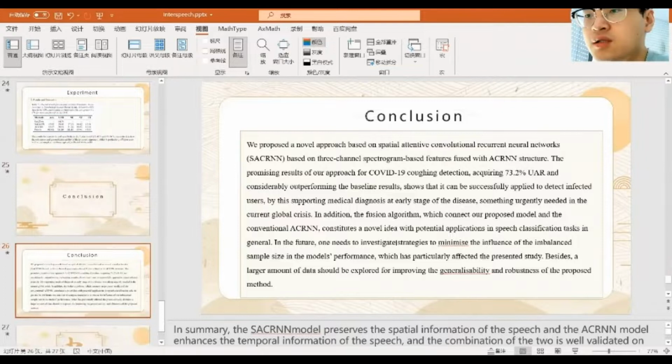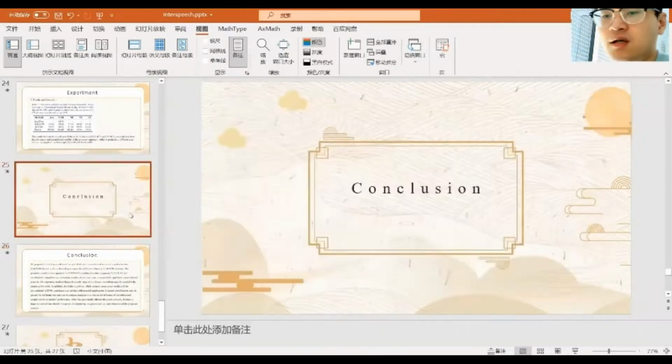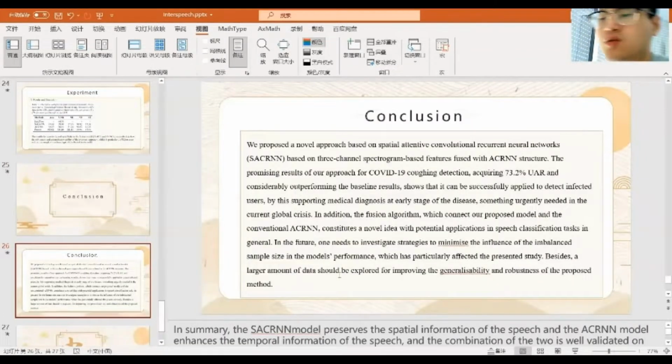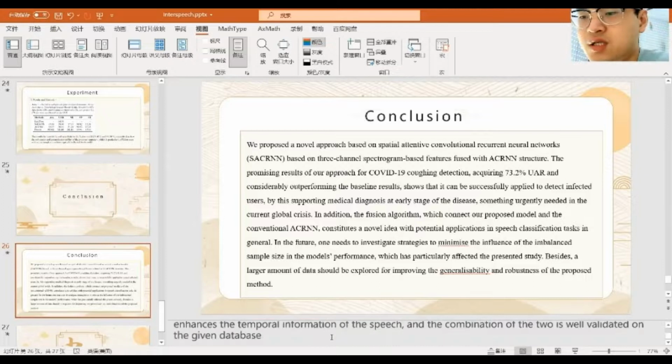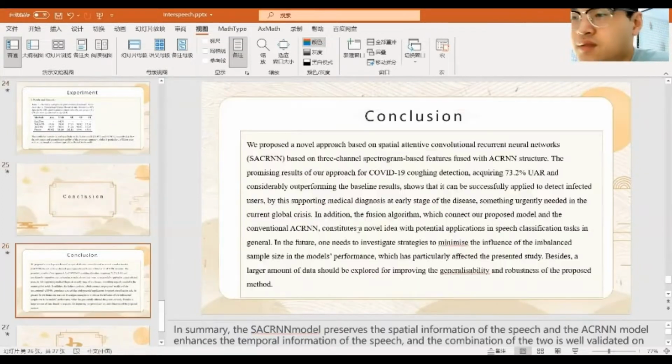The conclusion. In summary, the SACRNN module preserves the spectral information of the audio signal, and the ACRNN module enhances the temporal information of the audio signal, and the approach is evaluated on the given database. In addition, the fusion algorithm connecting this module and the conventional ACRNN is novel, with potential applications in speech classification tasks in general.